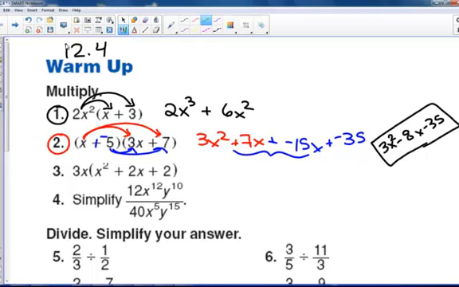That's also the FOIL method. This time we're going to distribute the 3x to each of the terms. It is a trinomial, so we're going to end up with a trinomial. 3x to the third plus 6x squared plus 6x.